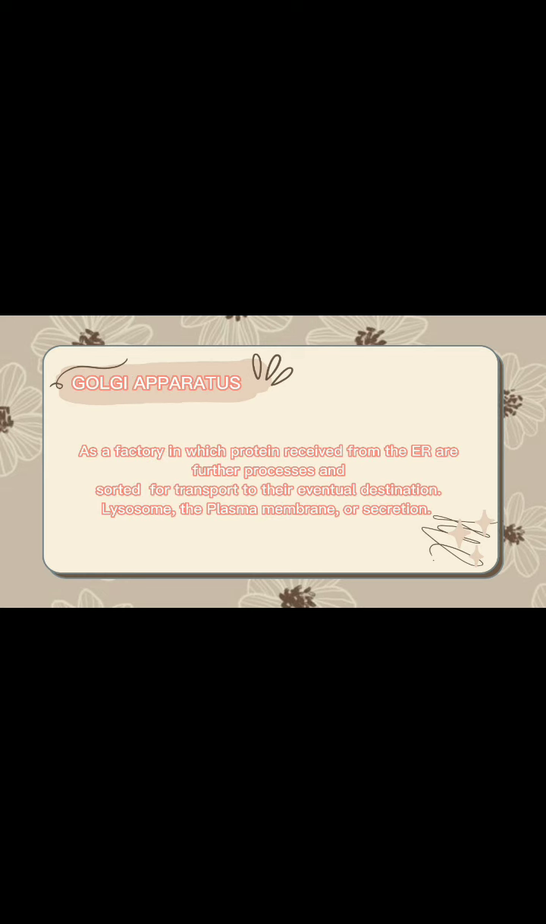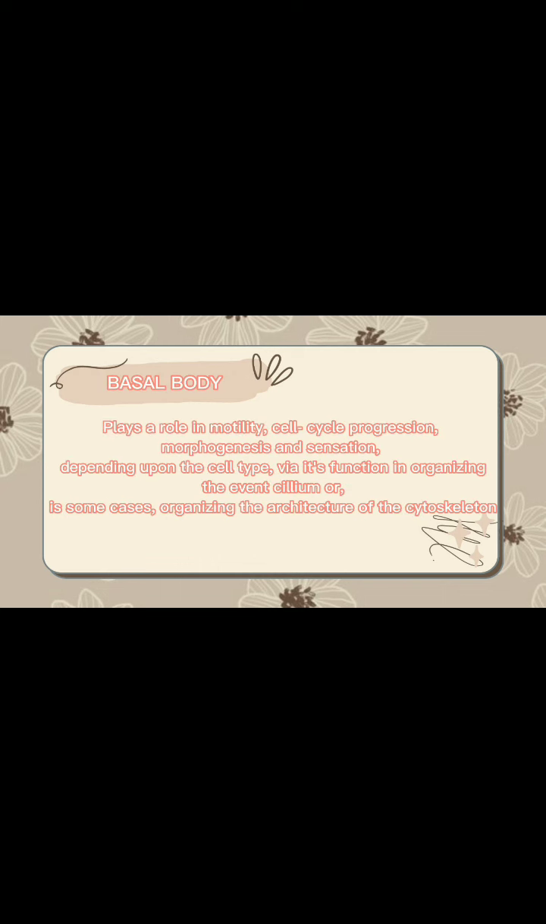Golgi apparatus. It acts as a factory in which proteins received from the ER are further processed and sorted for transport to their eventual destination: the lysosome, the plasma membrane, or secretion. Basal body. It plays a role in motility, cell cycle progression, morphogenesis, and sensation, depending upon the cell type, via its function in organizing the cilium or, in some cases, organizing the architecture of the cytoskeleton.